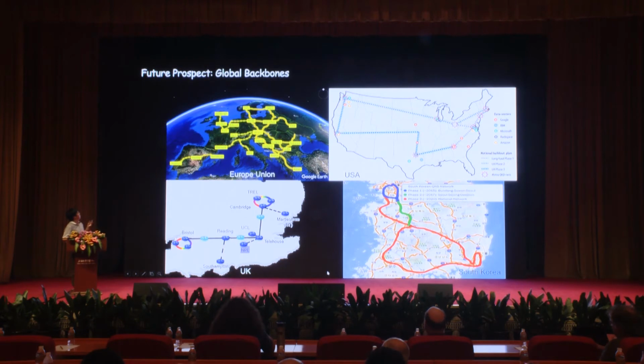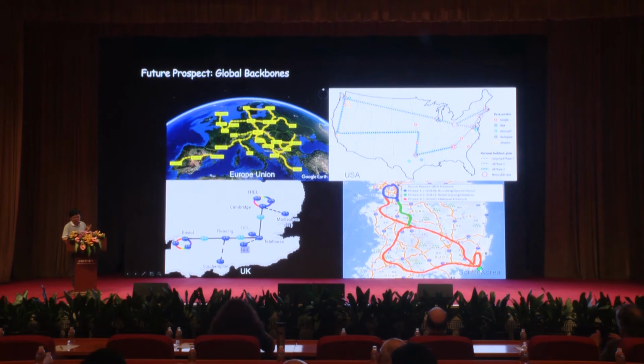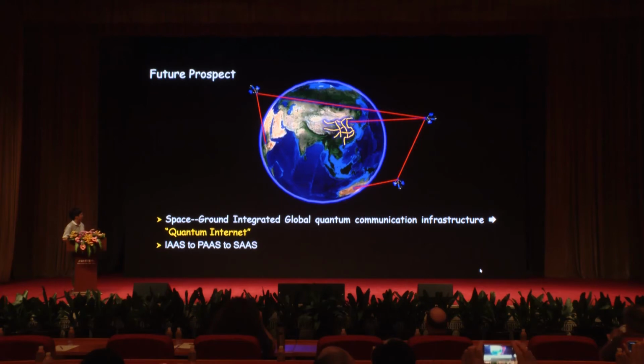And also globally, we know that in Europe, the Vienna group also proposed a nice network, also Battelle, but this one I think they have stopped somewhere. But still in the UK, there's this network, and in South Korea they're also working on it. In future, we really want to have the platform of a space-ground integrated global quantum communication infrastructure. We want infrastructure as a service, platform as a service, software as a service. We want to really secure, quantum secure every bit in the internet.